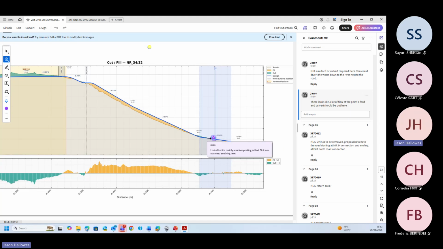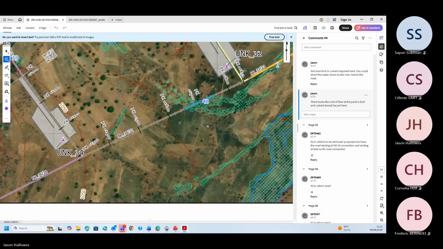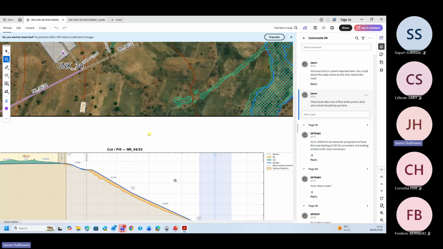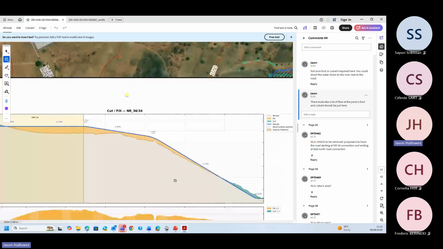And then some of these things are on slope, and like 48 over here is just surface drainage. So it's just pooling a bit. It's not really flowing there. So I don't think that's necessary. So there's those types of comments.